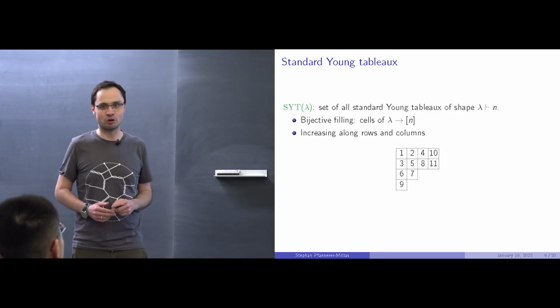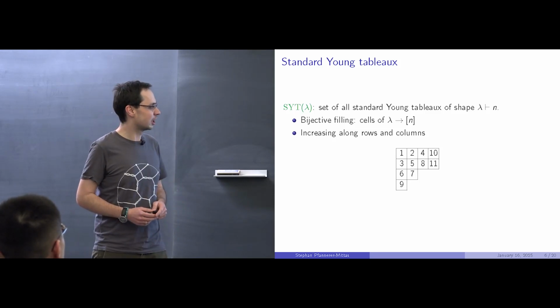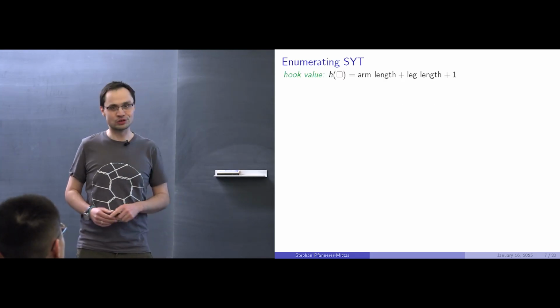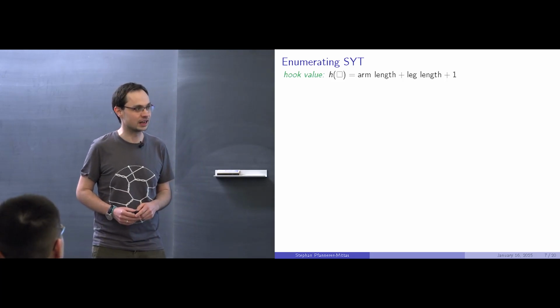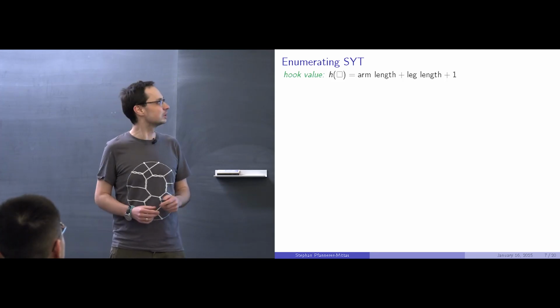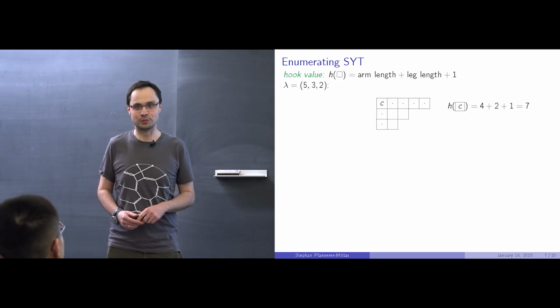Okay, so now we have another combinatorial object. And what we need to come up with maybe some cyclic sieving phenomenon is a counting formula. And there's a really, really cool counting formula for standard Young tableaux, which is called the hook length formula. And for this, we need the so-called hook value. And maybe it's best to do it with a picture.